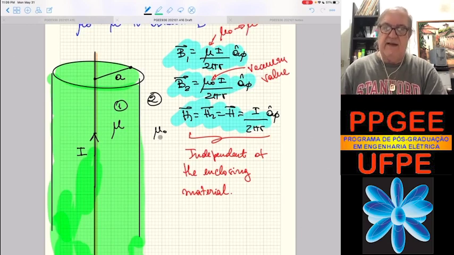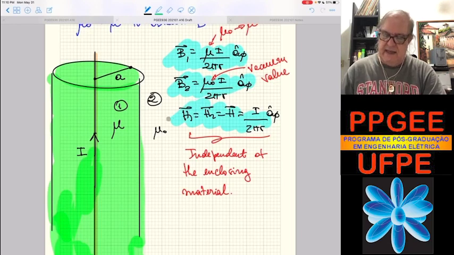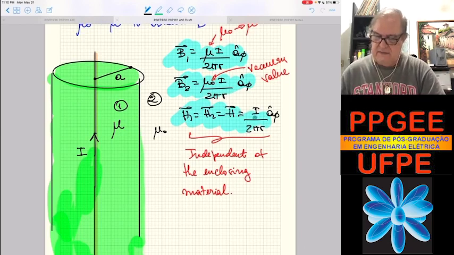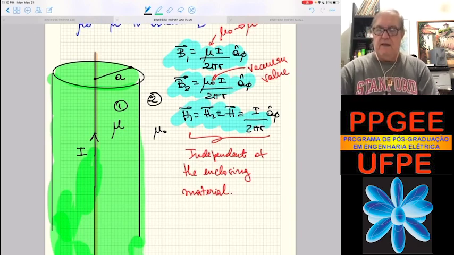So everything remains valid. If you calculate by Ampère's law, you're going to see that the B field inside is going to be mu times I over 2 pi r, and outside it's going to be the mu0 vacuum value. And the H field, either inside or outside, is always I divided by 2 pi r. It's independent of the enclosed material, okay?